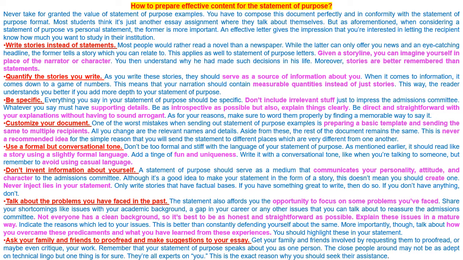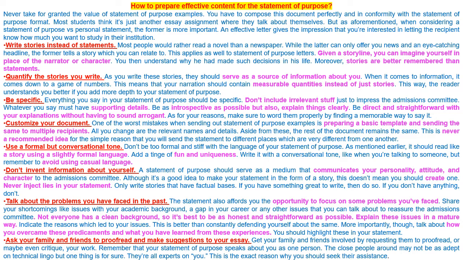Don't invent information about yourself. A statement of purpose should serve as a medium that communicates your personality, attitude, and character to the admissions committee. Although it's a good idea to make your statement in the form of a story, this doesn't mean you should create one. Never inject lies in your statement. Only write stories that have factual basis. If you have something great to write, then do so. If you don't have anything, don't.